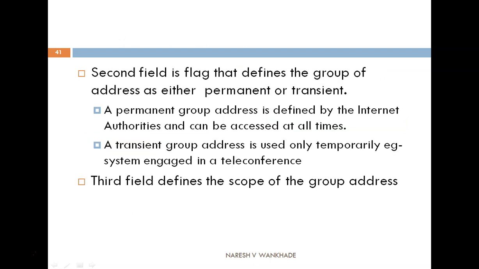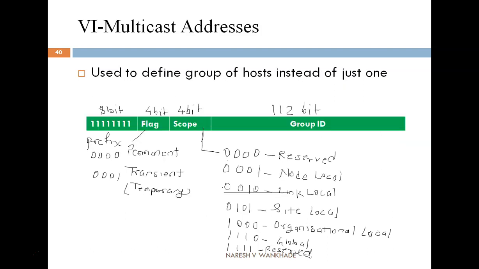The third field is scope. It defines the scope of group addresses. It has bit pattern 0000 for reserved, 0001 for node local, 0010 for link local, 0101 for site local, 1000 for organizational local, 1110 for global, and 1111 for reserved addresses. That's about the multicast addresses.